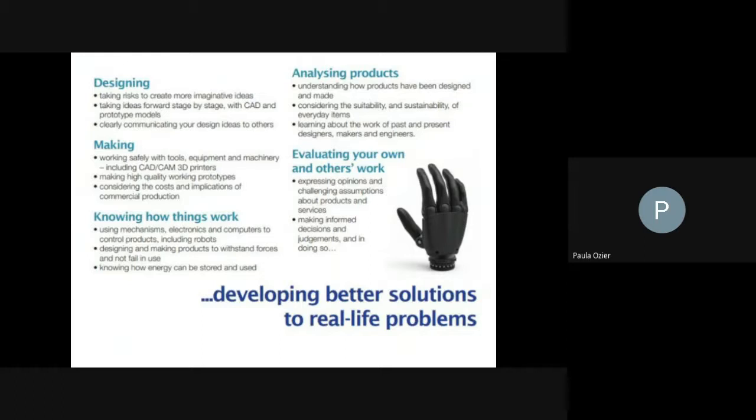We'll be looking at how things work, so things like using mechanisms, electronics and computers to control products, including robotics, and how to design and make products that can withstand forces so that they don't fail while they're in use. We learn a lot of these topics by analysing existing products, so looking at how products have been designed and made and considering their suitability and the sustainability of everyday items. And we look towards past and present designers, makers and engineers to inform us.